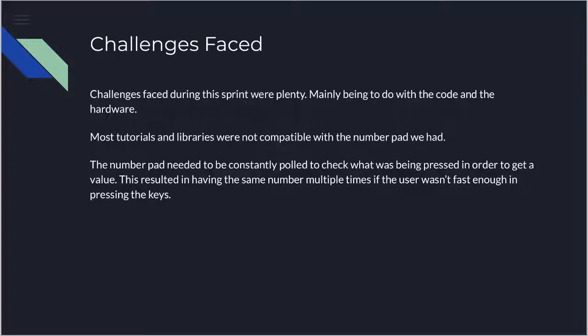to get a value. This resulted in having the same number multiple times if the user wasn't fast enough in pressing the keys. This created some issues in developing our code and hardware. We had to work around this to ensure that we could minimize this issue as much as possible. In Sprint 2, we will further develop these bugs and issues to make the system more well-rounded.